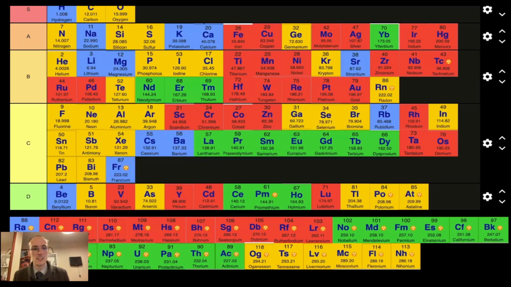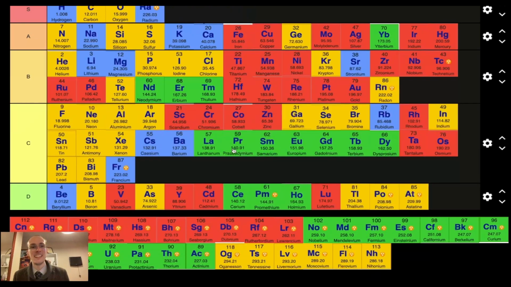Radium. Interestingly, I'm going to put radium in the S tier. Now, you may be wondering why I have done that. Have I had too much of this whiskey coke? Maybe.